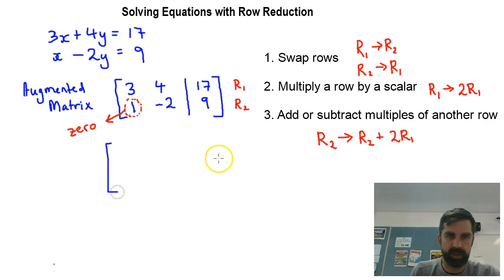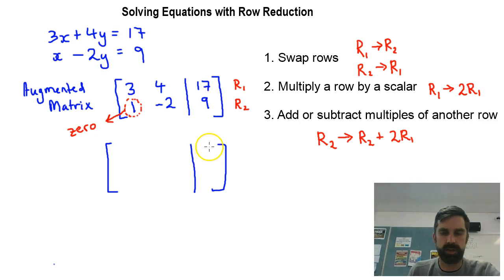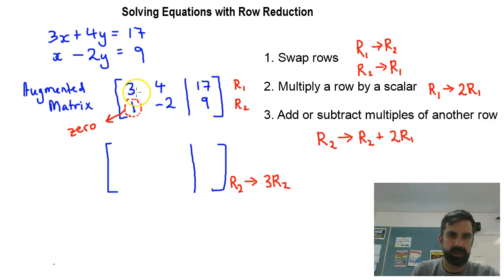I'm just going to draw it up again. Now what I need to do is modify row 2. I'm going to say that row 2 is going to become 3 lots of row 2, so I'm multiplying by a scalar, and then I'm going to subtract row 1. The reason I'm doing that is that 3 lots of 1 take 3 will give me 0. Remember, my goal is to make that number in the bottom left corner 0.